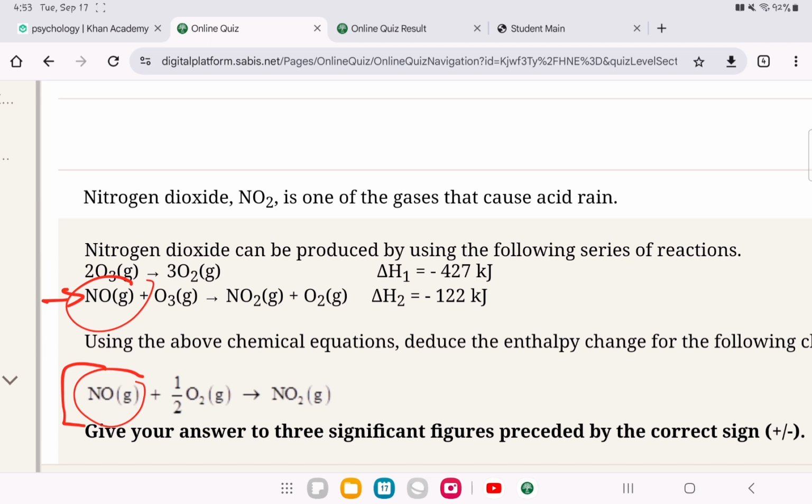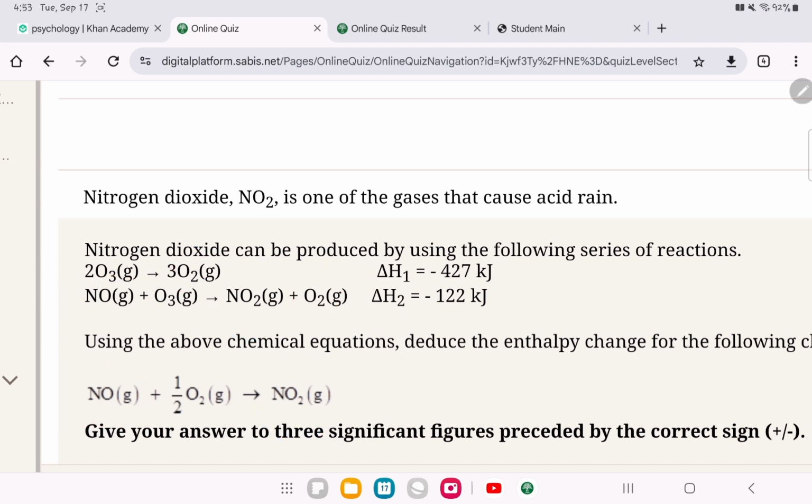Next step, we're gonna leave the O2 for later because it is in more than one step, okay? Now we're gonna have the NO2. We have NO2 as a product and its coefficient is 1. So this equation also has NO2 as a product and its coefficient is 1. So we do not change anything.